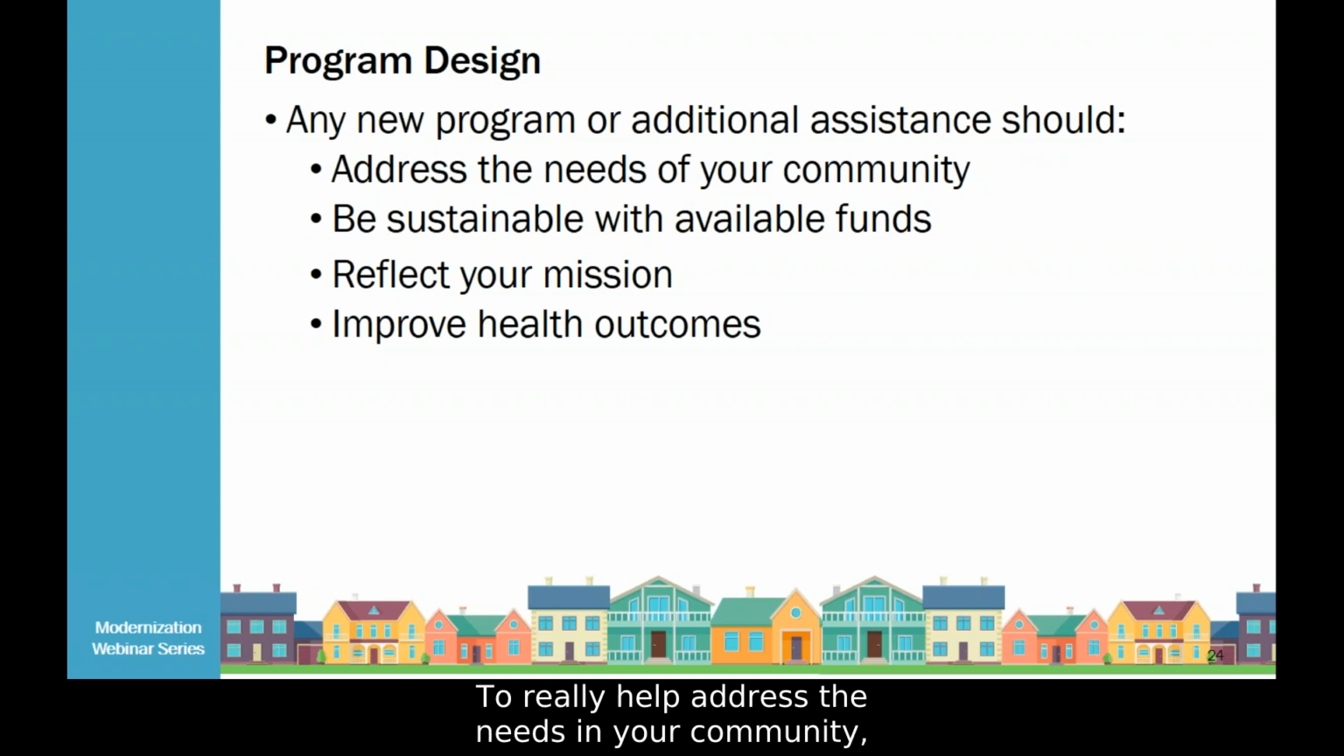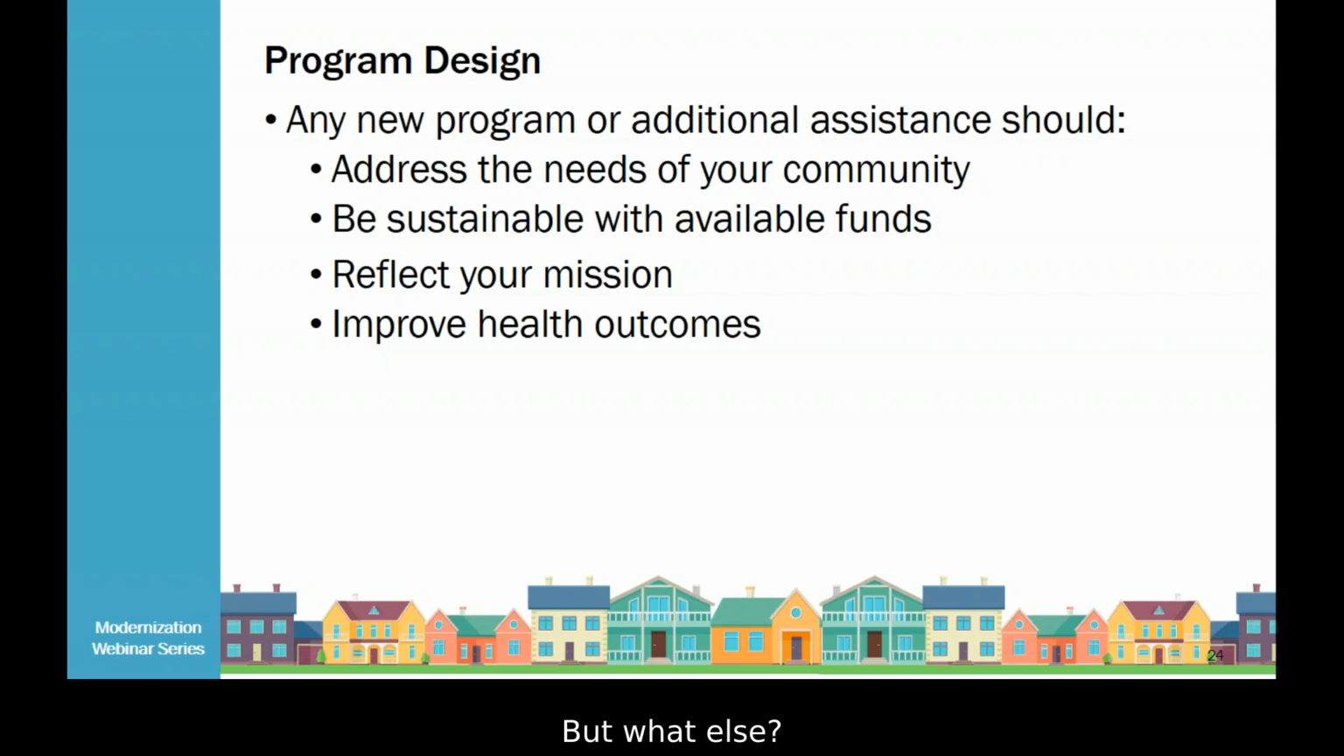To really help address a need in your community. So Liz just went over that. To make sure what you design is going to be sustainable moving forward. Much of that is going to be, again, Liz reviewed how to do all those financial projections and budget projections. You don't want to start a new program and then not be able to keep it going either 6 months later or a year later or 4 years later, whatever the case might be.